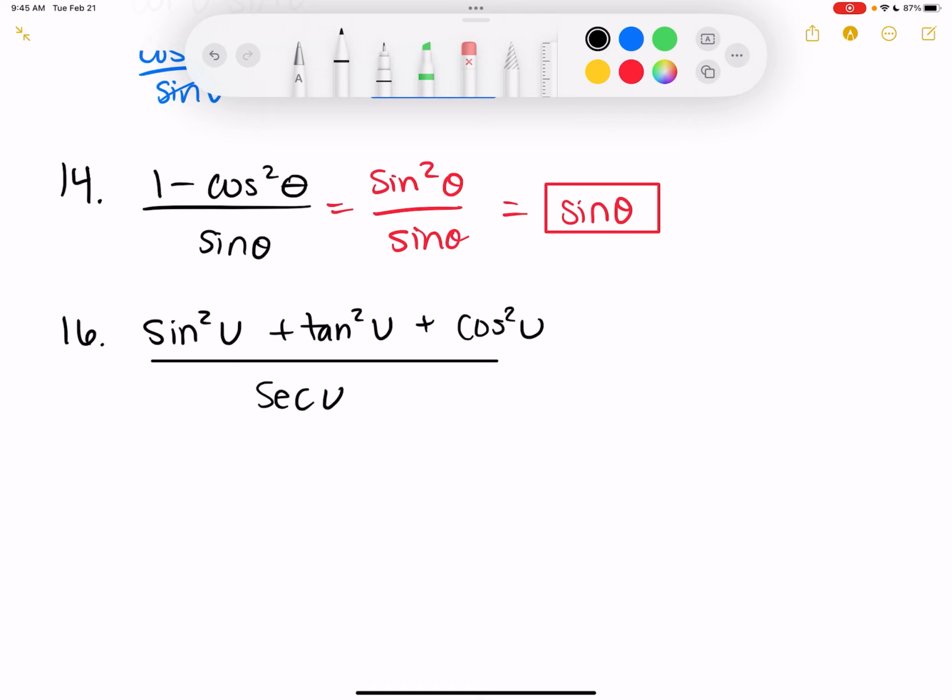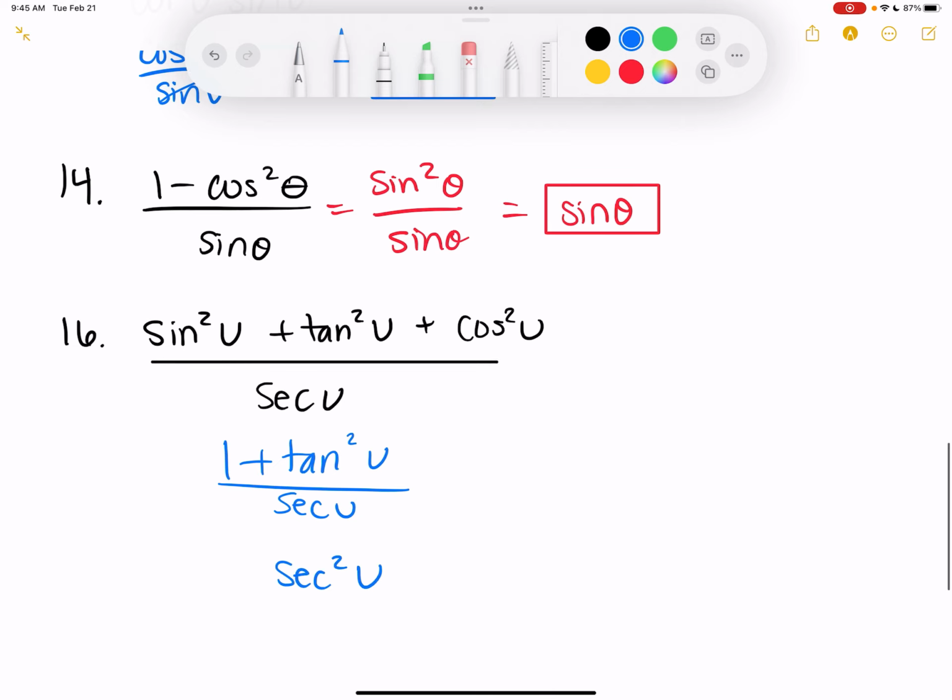Because you can, we can make the cosine squared theta plus sine squared theta equal to 1, and then it's going to be 1 plus tan squared theta equal to secant squared theta on top. So sine squared plus cosine squared is equal to 1. So I have 1 plus tangent squared over secant. So 1 plus tangent squared is, you said secant squared, divided by secant, which would be equal to secant.